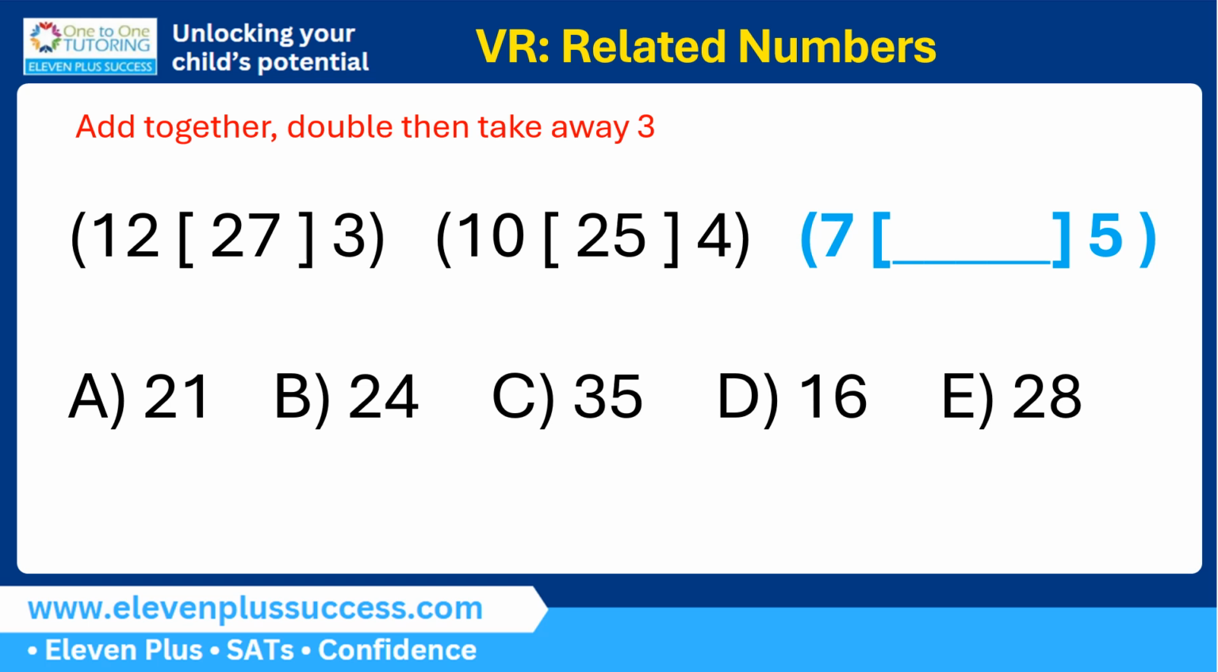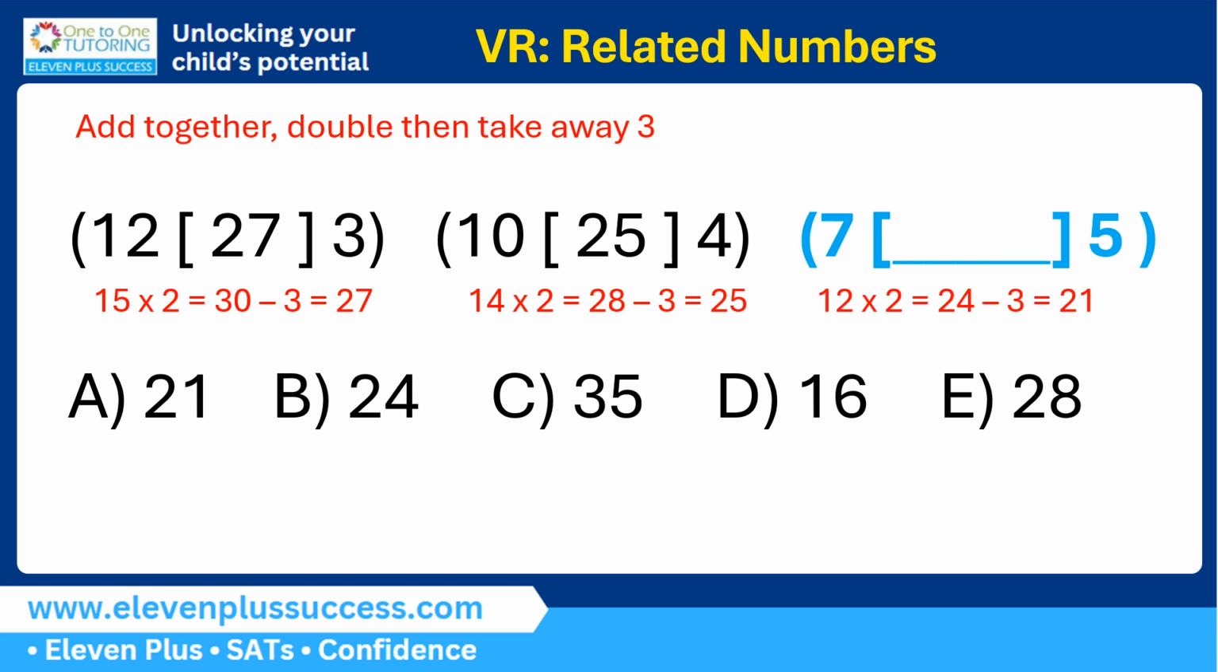So first of all, look at my first one. I need to do my 12, add my 3 is 15, double that, I get 30, take away 3, I get 27. Apply it to the next one. My 10 and my 4 is 14. Times 2 is 28. Take away 3 is 25. And I'll apply the same logic to the next one. 7 add 5 is 12. Times 2 is 24. Take away 3 gives me my 21. I know my answer is A.